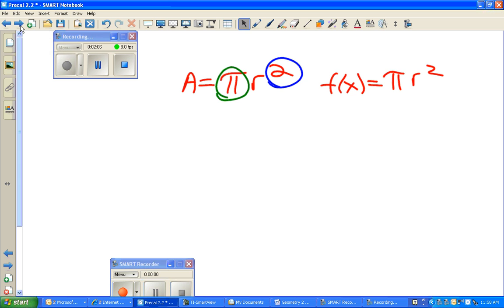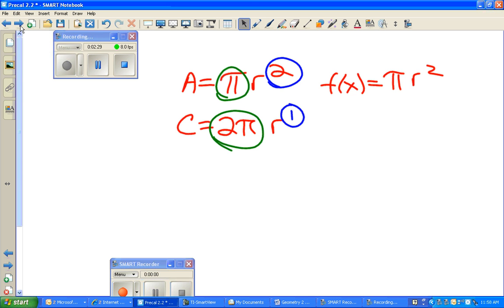A simpler version might be the formula for the circumference of a circle, C equals 2 pi r. In this case, the power, while it's not listed, is just 1, because it's r to the first power, and the constant of variation is 2 pi. This would be a line if you were to graph r in relation to C.